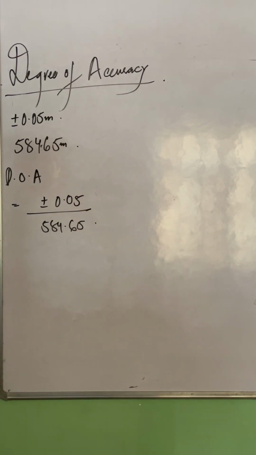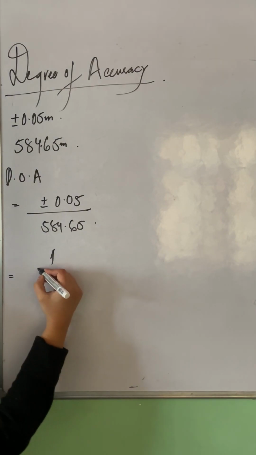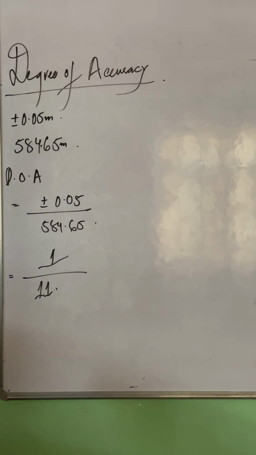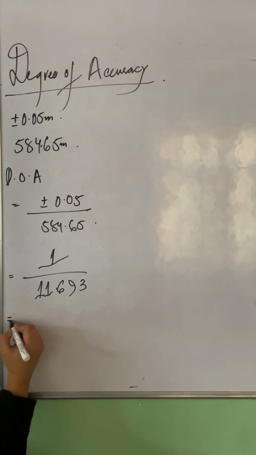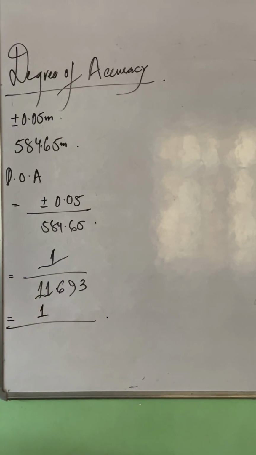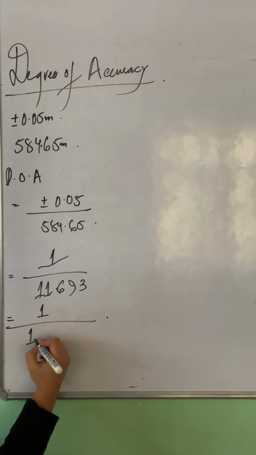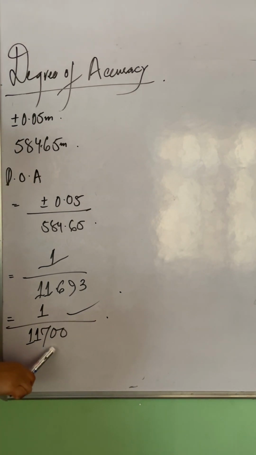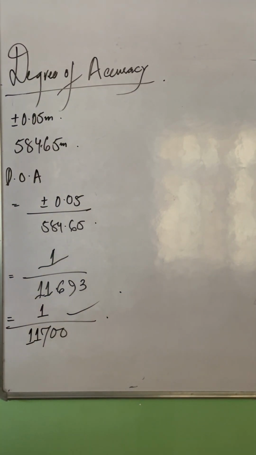All right, and we usually express it with numerator being unity. So by calculation, this will be 1 by 11693. And we usually round off the denominator, so let me write it down as 1 in 11,700. This is my degree of accuracy, and it indicates that there is an error of 1 unit in every 11,700 units. So this was about the degree of accuracy in linear measurements.